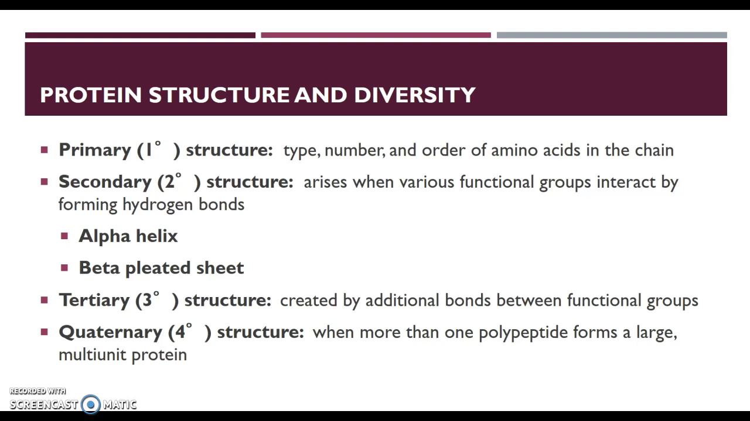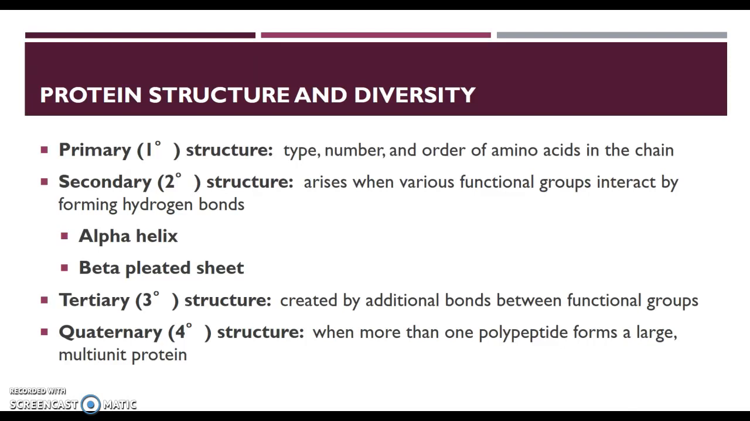Proteins also are diverse in structure, in how their amino acids bond and form additional, more complex structures. So when we're talking about a protein's primary structure, we're talking about the type of amino acids, the number of amino acids within that chain, and then the order of amino acids. So we're talking about just the amino acid chain itself.